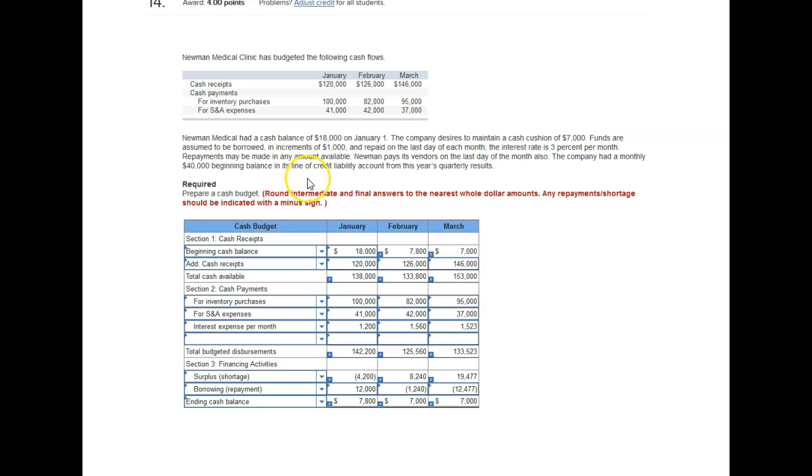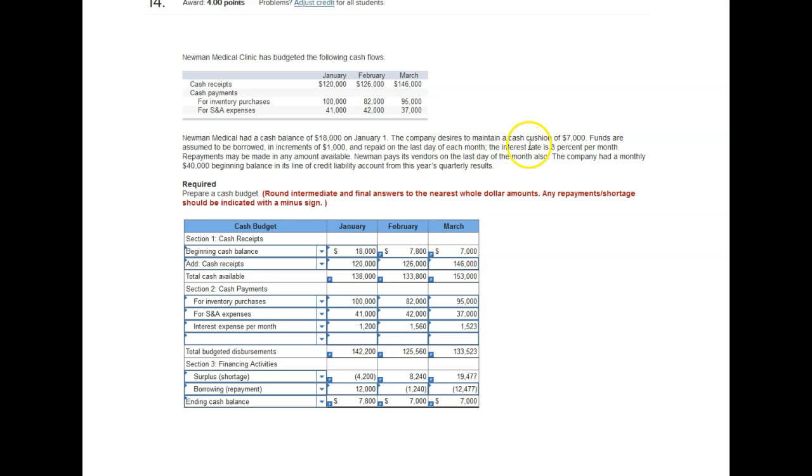Now let's read some more information. And what we're going to do is prepare a cash budget. Now here it is. We're going to go through these numbers in a second. Here it is. It's quite large. So this is what we're after. But let's see what else they say. The medical center had a balance of $18,000. This is a cash balance on January 1st.